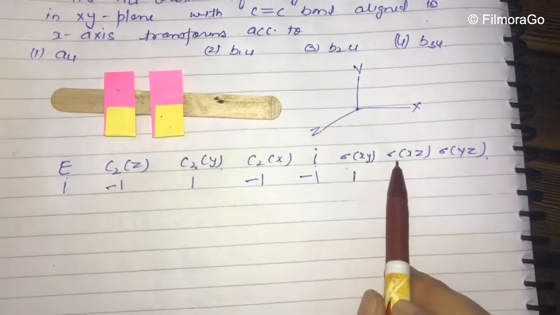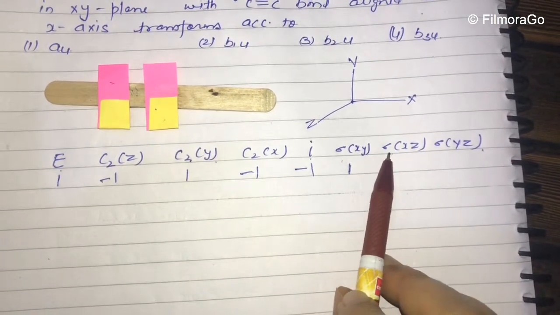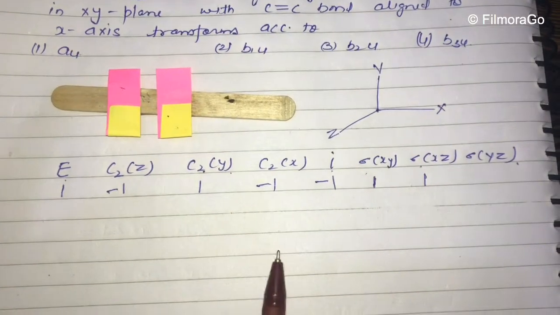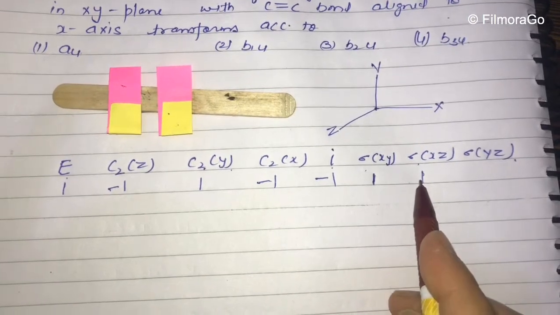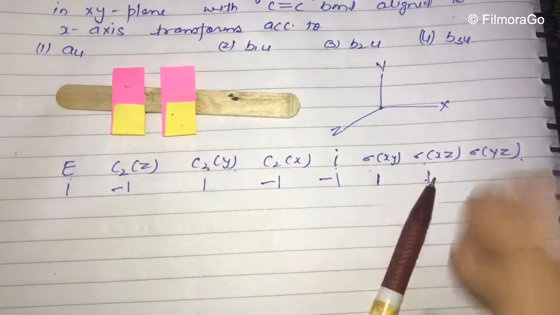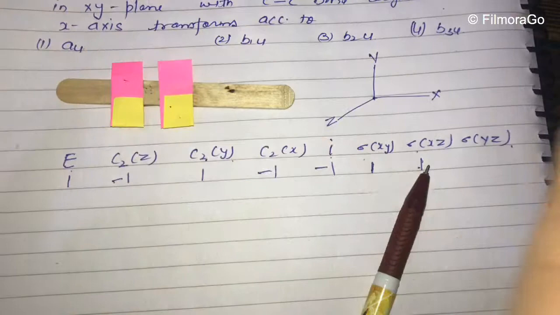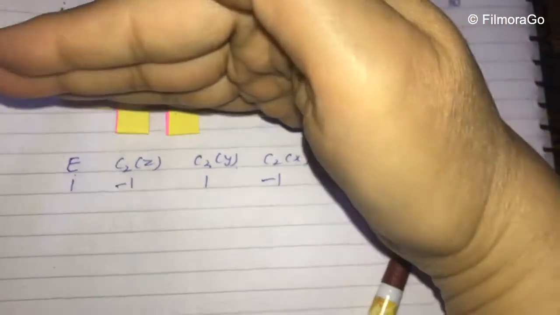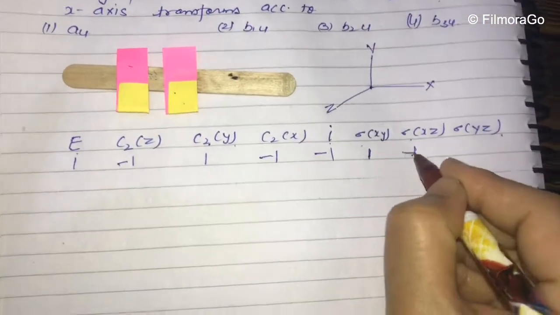Now we have to find out the sigma on the xz plane. Xz plane means this plane. Sigma xz plane is like this one. So if we cut it in this plane, this will be the sigma xz plane, and by cutting on the sigma xz plane, their mirror image will be different because their signs will be different, so it will be -1.